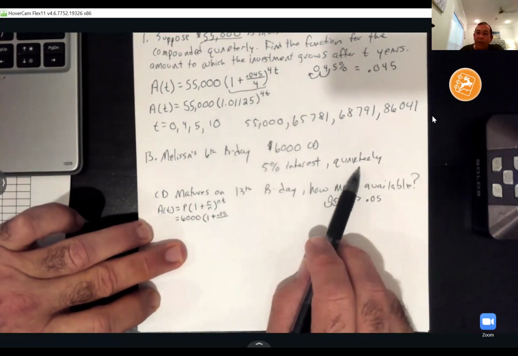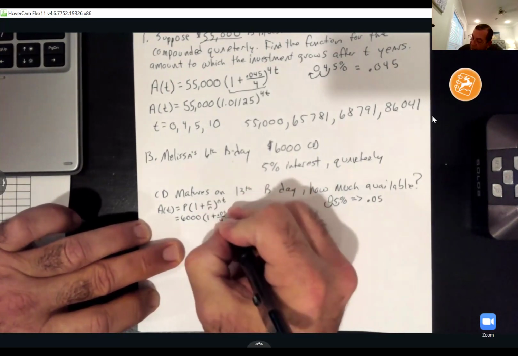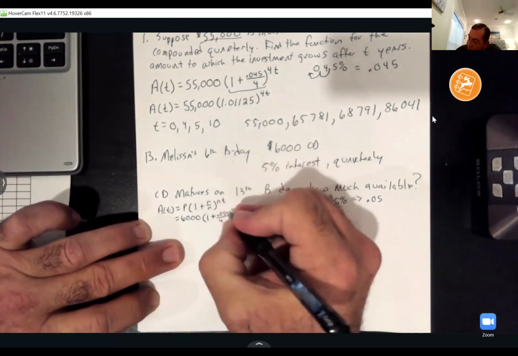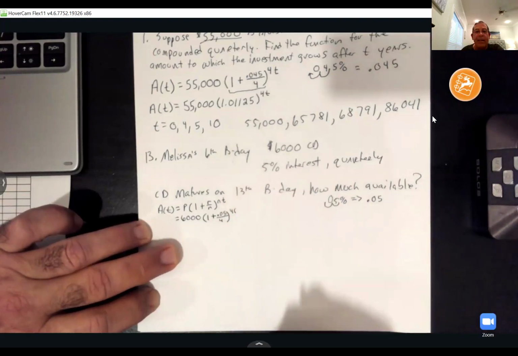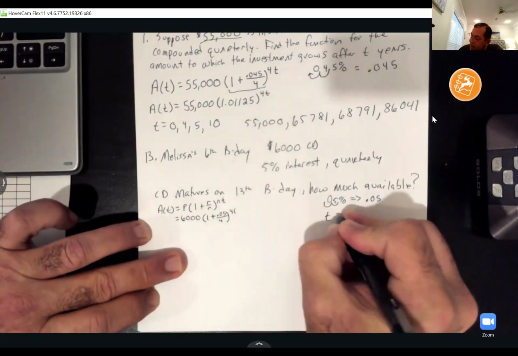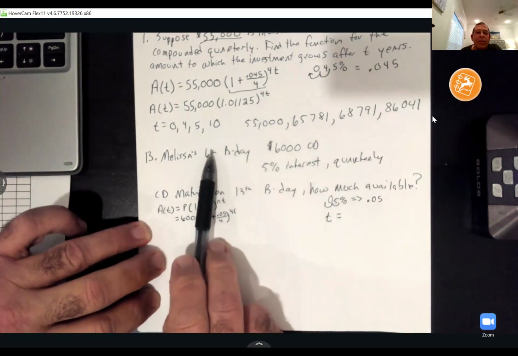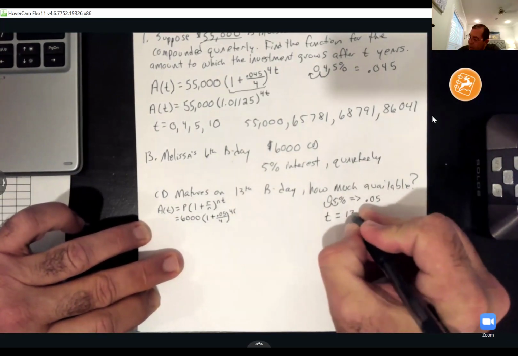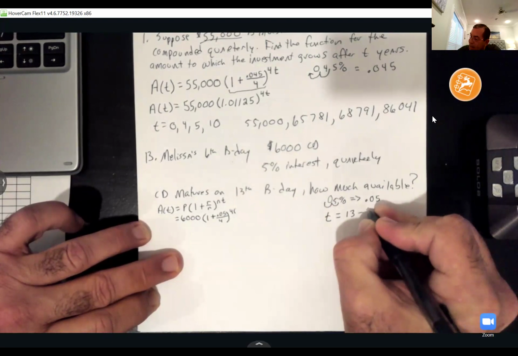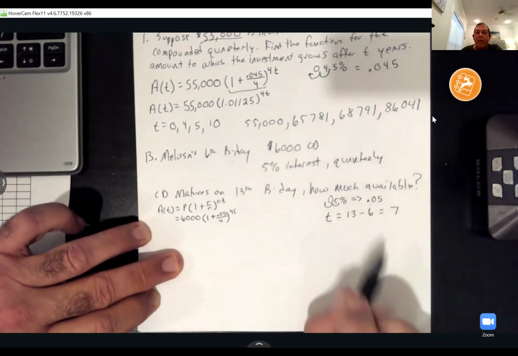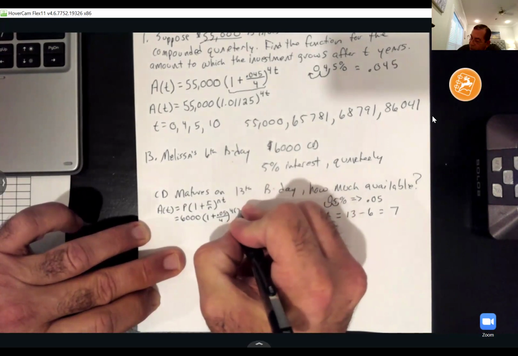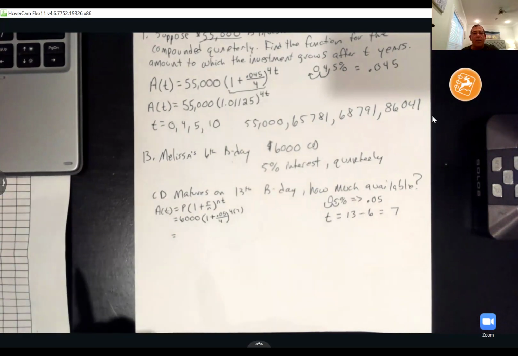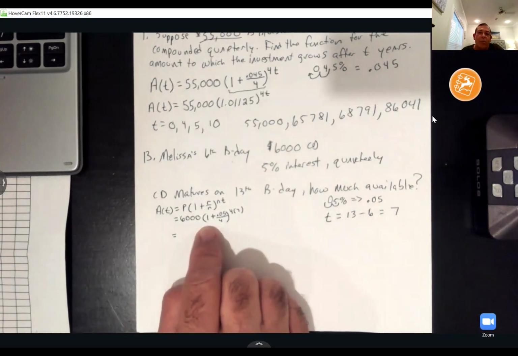Compounded quarterly. Well, we said quarterly was 4 times. So you got a 4 here, but remember, you also got the 4 up here times the t. So how long is the t? She got it on her 6th birthday. It matures on her 13th birthday. So the time that passed would be the 13 minus 6, which would give us 7 years. So you're going to put in your 7 years there. Now remember, I'm going to round this off to 2 decimal places. And this one, I'm just going to punch in on my calculator.